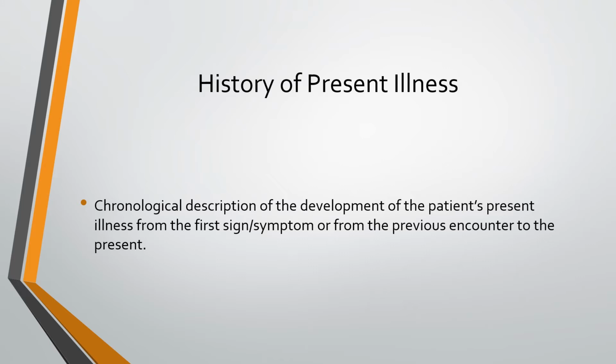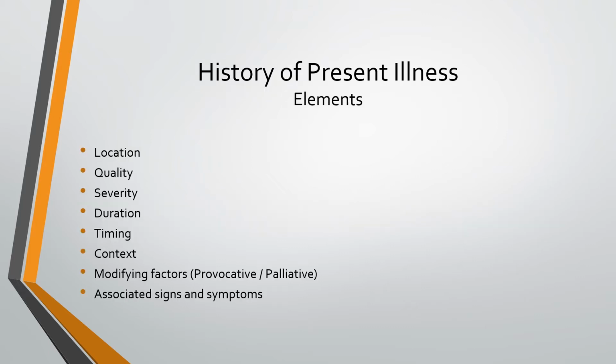History of present illness is the chronological description of the development of the patient's symptoms from their first sign or symptom to present day, or if it's progress notes, from the previous encounter to now. There are explicit elements that they are looking for in the history of present illness, and those are location, quality, severity, duration of symptoms, timing of symptoms, context as far as when they start, when they end, what's going on at the time, and any modifying factors, including provocative or palliative. So what makes them better or worse, and then any associated signs or symptoms, associated review of systems.